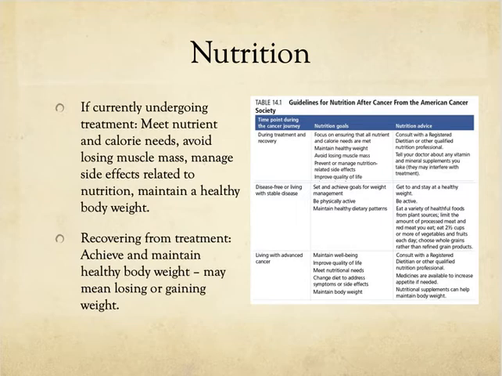When an individual is at a point of living disease-free or is stable with the disease, the ACS recommendations for achieving and maintaining a healthy body weight remain in place. There is increasing evidence that being overweight or obese is associated with a worse prognosis for people who have a diagnosis of cancer as well.